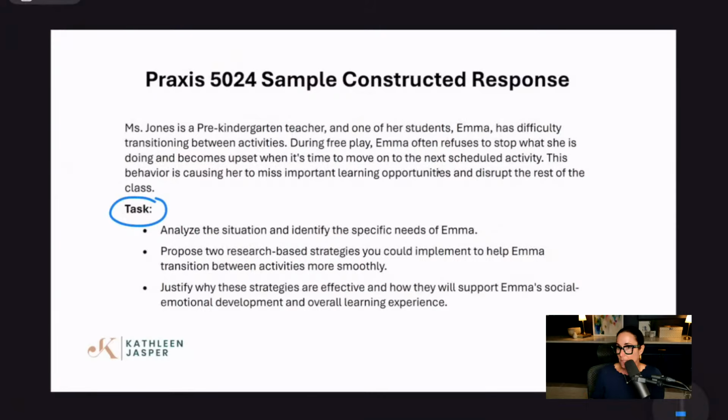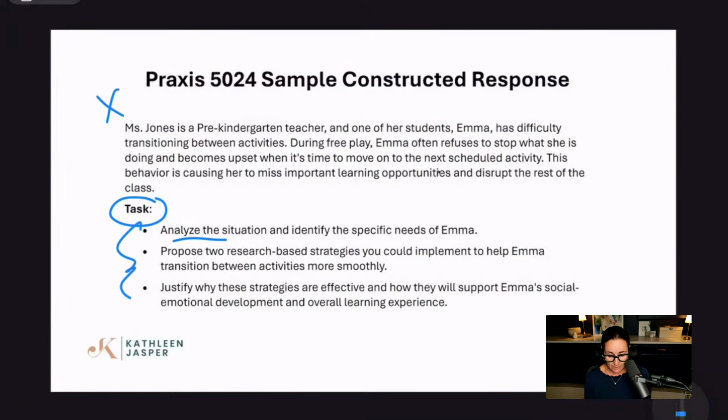Don't get caught up in the scenario and then go to the task. Let's figure out what we are responsible for first. And this goes for any constructed response. There are PE exams that have a constructed response. The PLT has a constructed response. Some elementary education exams, the reading exams, they have constructed responses. So don't start here. No. We're going to start here, just like we did with the answer choices.